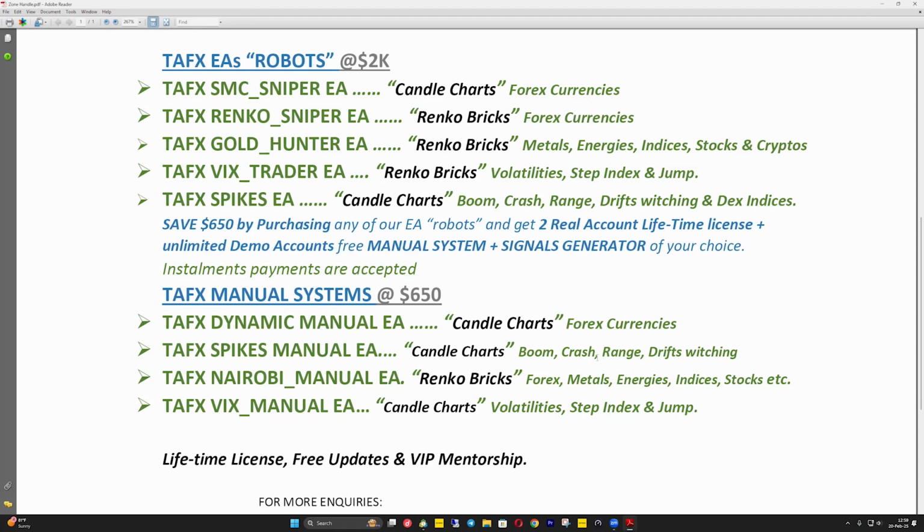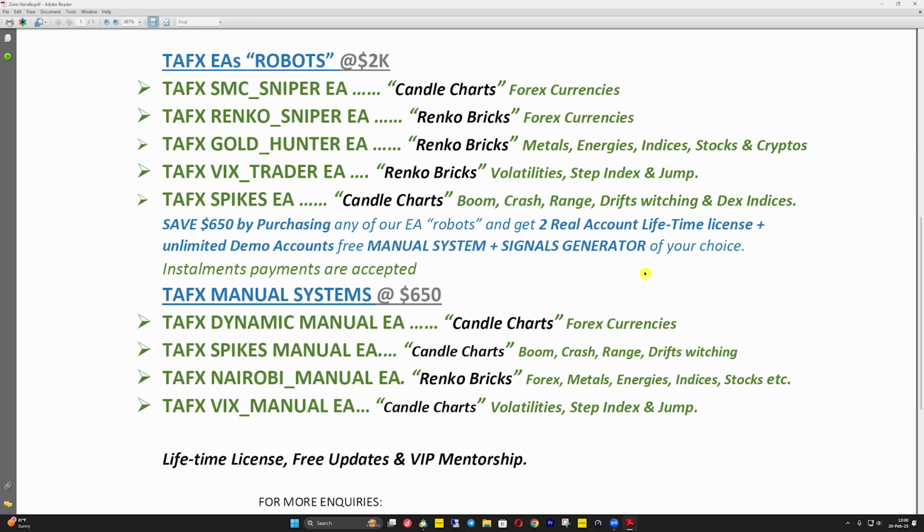So your work here when trading with manual is only to place trades, or take positions manually. All manually for now, and I'm saying for now, it's 650. This is why you are saving 650, because after purchasing the system, you get the manual free.